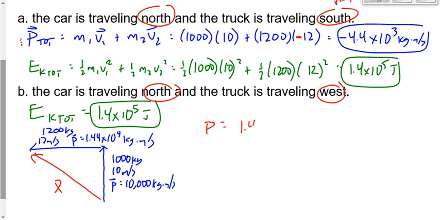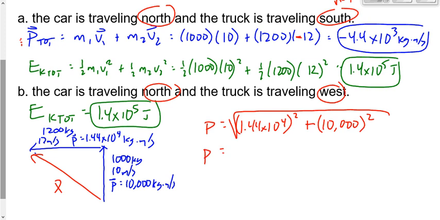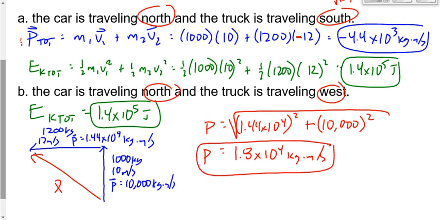So 1.44 times 10 to the 4 plus 10,000 squared. Solve that. It works out to be 1.8 times 10 to the 4. Right? Does that make sense? You know, things are getting a little harder now, right? Not insane, but certainly harder than it was yesterday. Final answer?